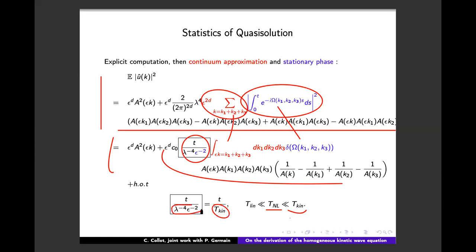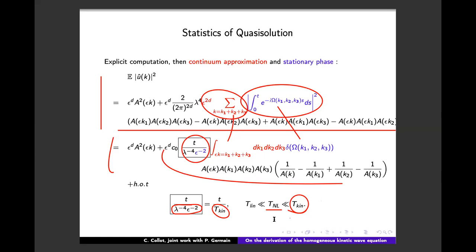And in the regime that I was describing, the weakly nonlinear regime, you can check that this is way after the linear dynamics and the nonlinear dynamics timescale. Okay, so to sum up, I expand my initial data using Duhamel formula. I can do little drawings, which are Feynman diagrams. I can do computation of them.